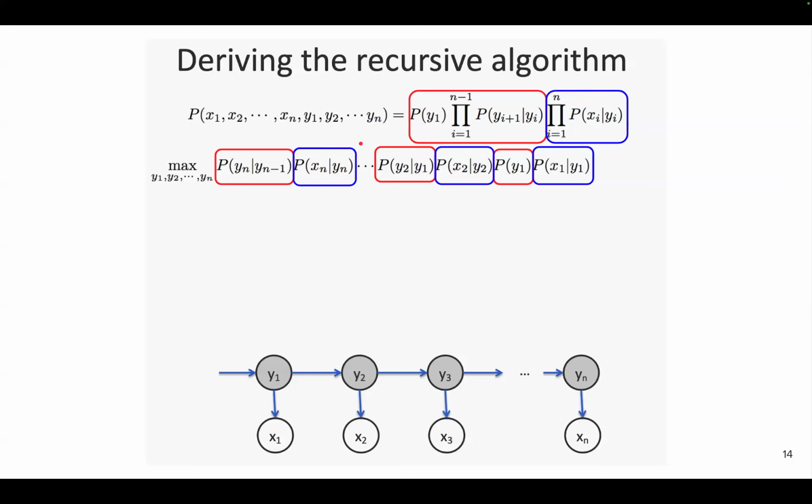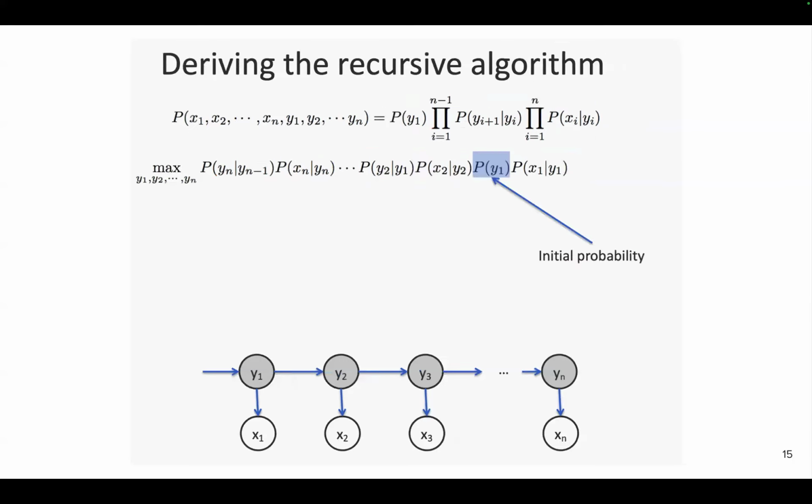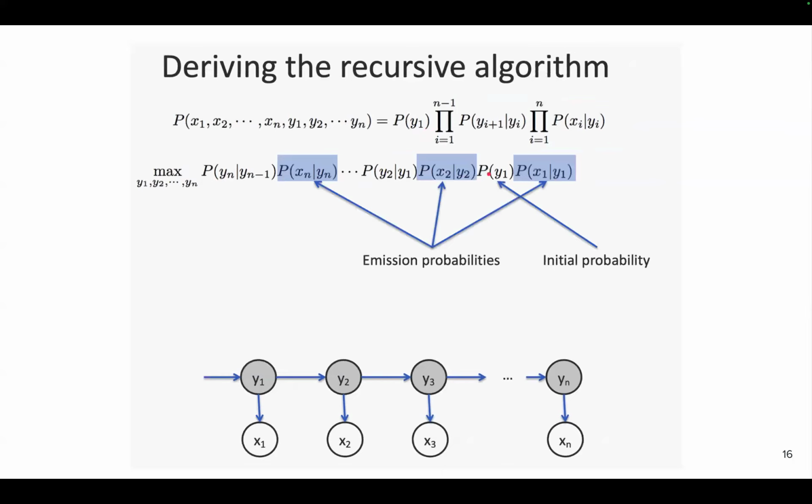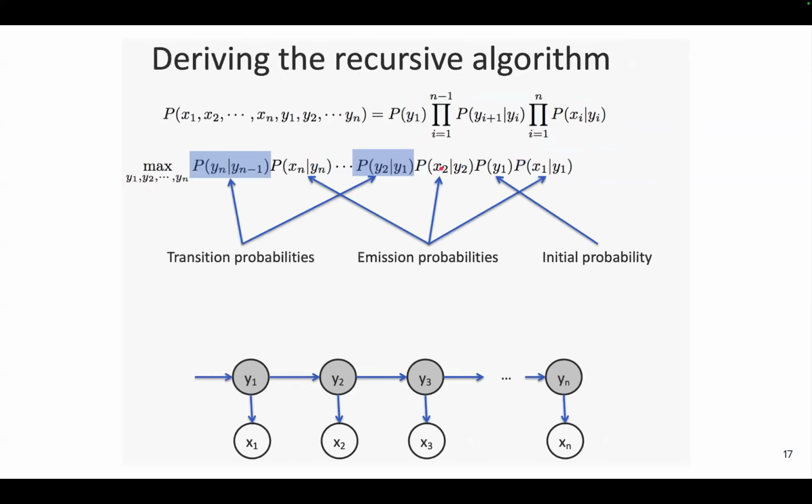Nothing special so far. Okay, here is just a reminder that the probability of y1 is the initial probability. Then emission probabilities are probabilities of words given tags, and we have our transition probabilities, which is the probability of moving from one tag into another tag.